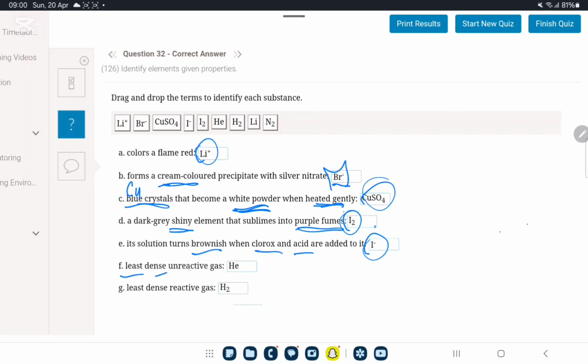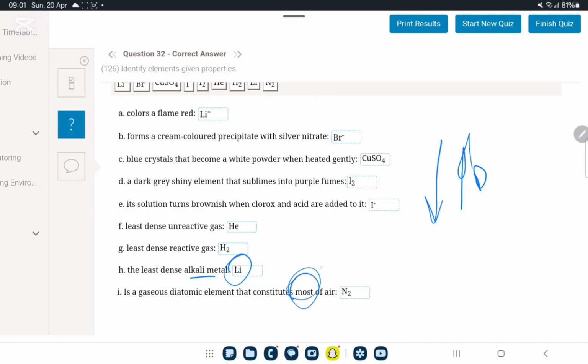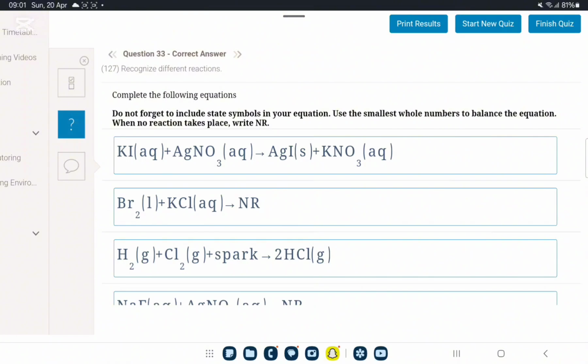And least dense reactive gas, it's helium. Least dense unreactive is helium, reactive is hydrogen. And then last two, the least dense alkali metals. As we go down the group, the density of alkali metals increases. So it's lithium. A gaseous diatomic element that constitutes most of air, it's nitrogen.